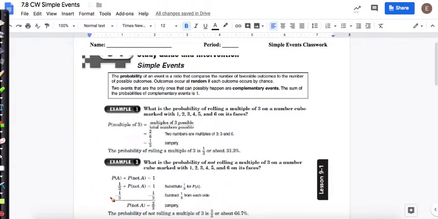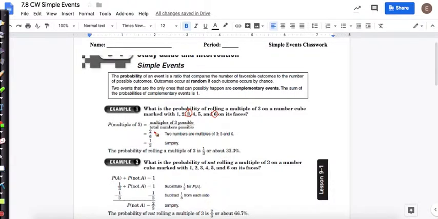What is the probability of rolling a multiple of 3 on a number cube marked with 1, 2, 3, 4, 5, and 6 on its faces? You can follow along here. A multiple of 3 is found by counting by 3s: 3, 6, 9, 12, 15, 18. If I count by 3s, I get 3 and 6. So that's 2 out of 6 because there are 6 sides on a die.